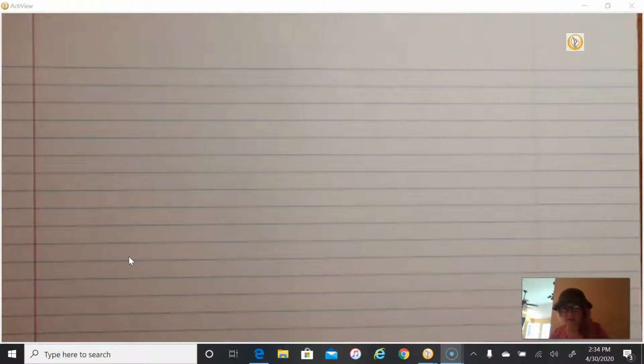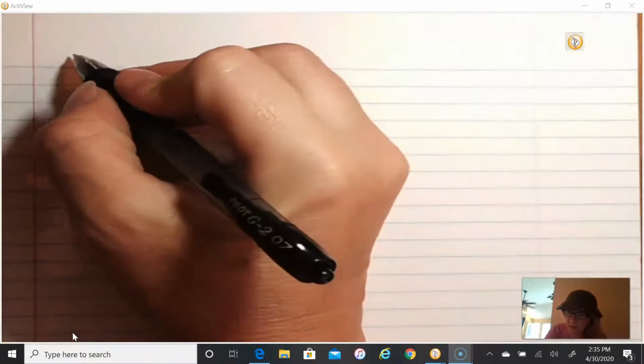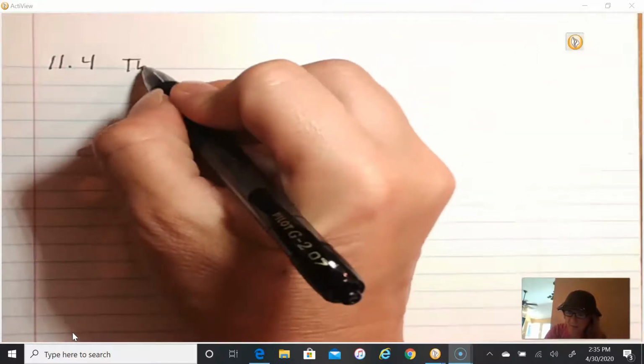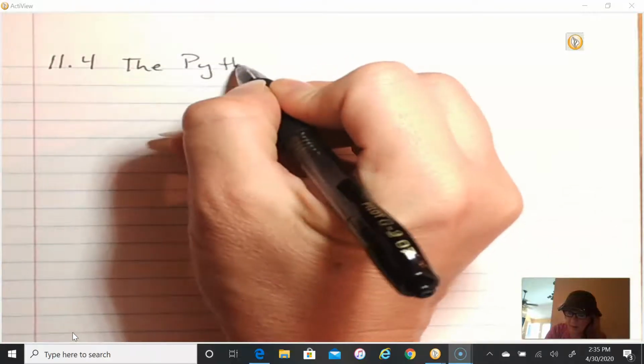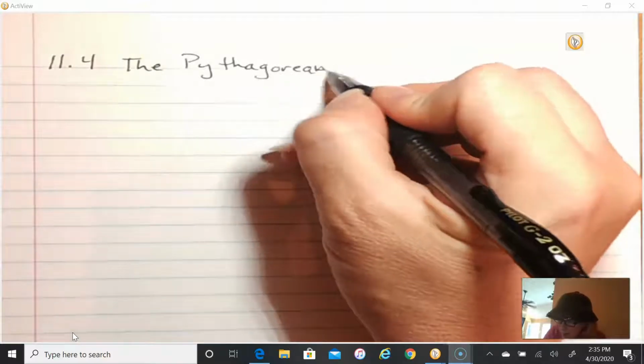Normally, in a normal year, I would be doing what I'm about to do today and then include it with the section about special right triangles. I don't know if I'm going to do the special right triangles with y'all. I think I'm going to stick with what I'm doing today, which is the Pythagorean theorem, and it's from chapter 11.